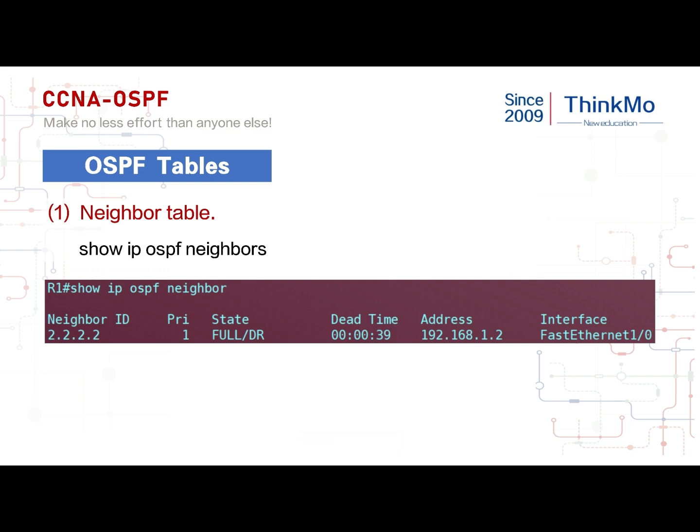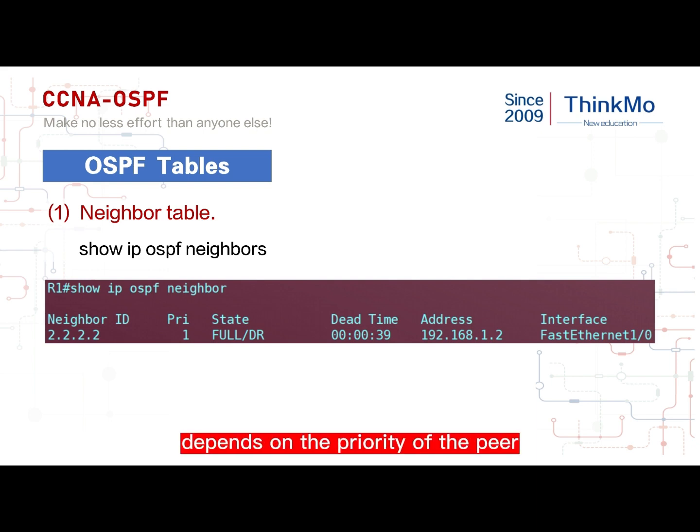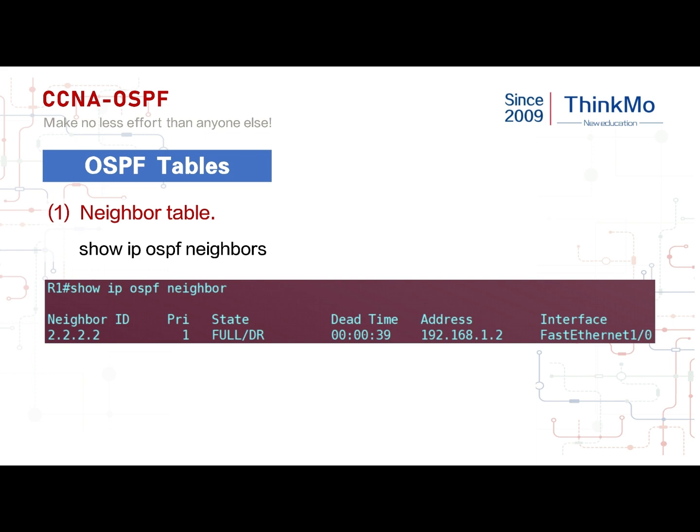This priority refers to the interface priority. Look down. Here is a state called full DR. The interface priority depends on the priority of the peer. The neighbor of the device is 2.2.2.2, and the neighbor's interface priority is 1. This full is the neighbor status. This DR is the interface status. It's all about the neighbor. Further down here is the dead time.